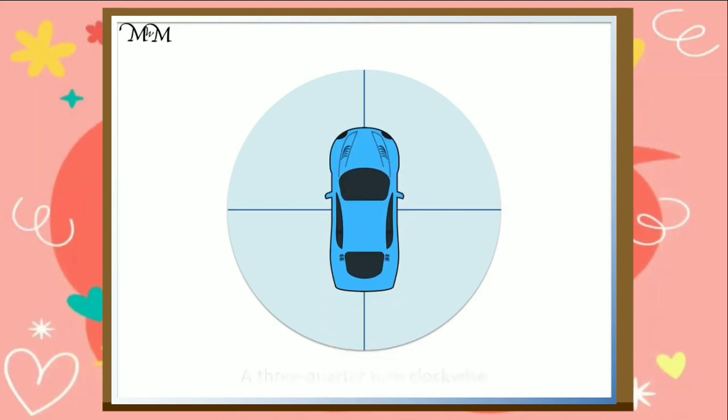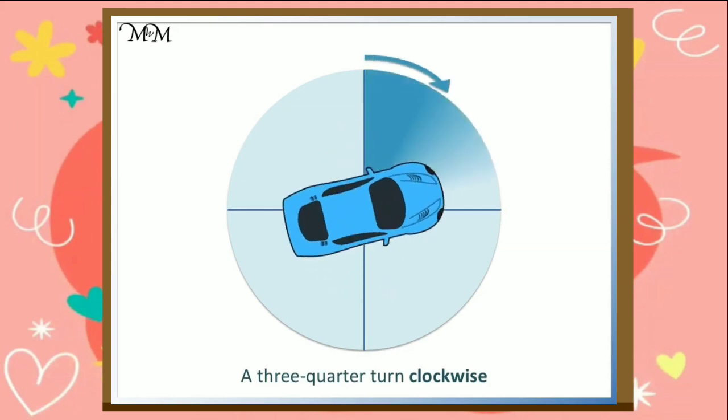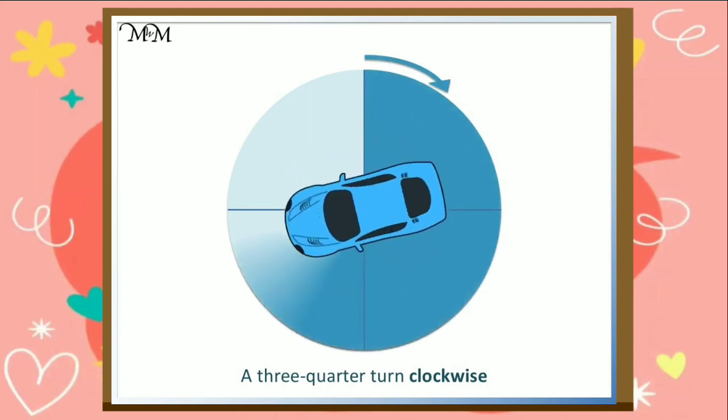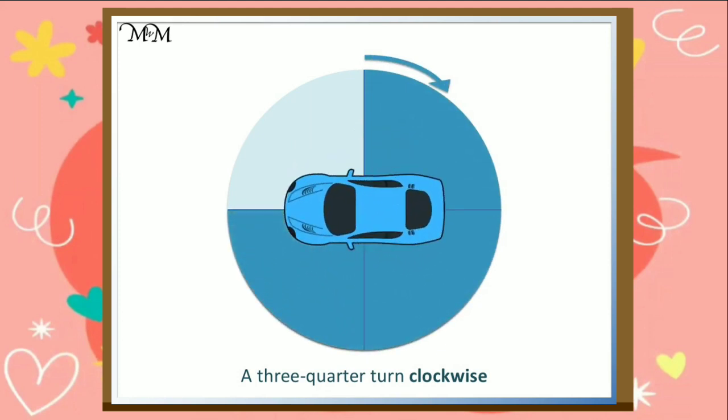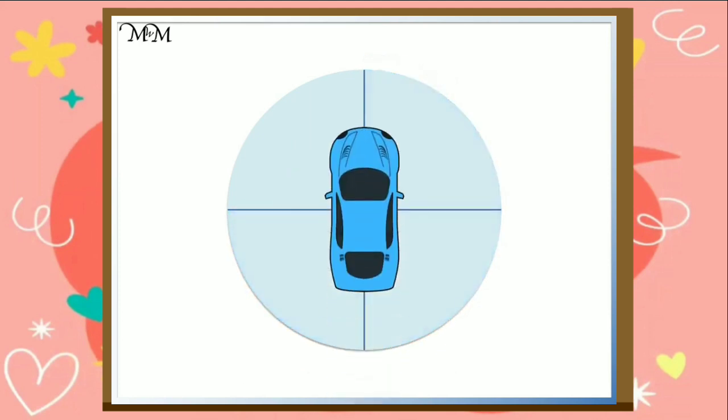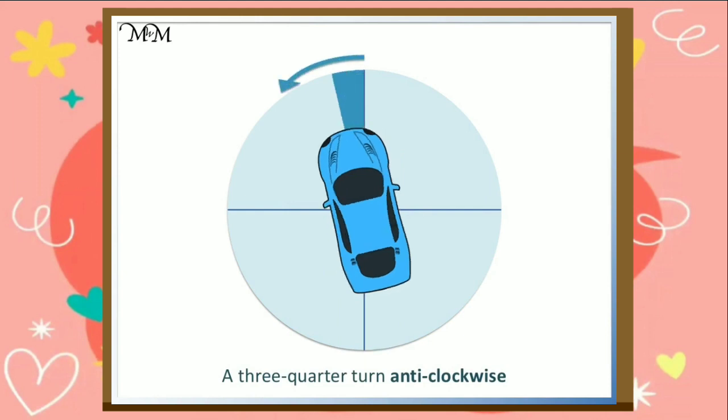Next, the car will take a 3/4 turn clockwise. So the car will turn through 3/4 in this direction. Now it will take a 3/4 turn anti-clockwise. So this time it will turn in this direction.